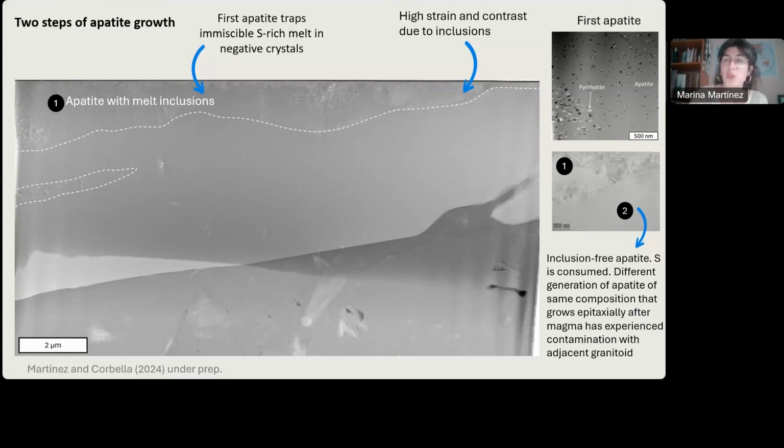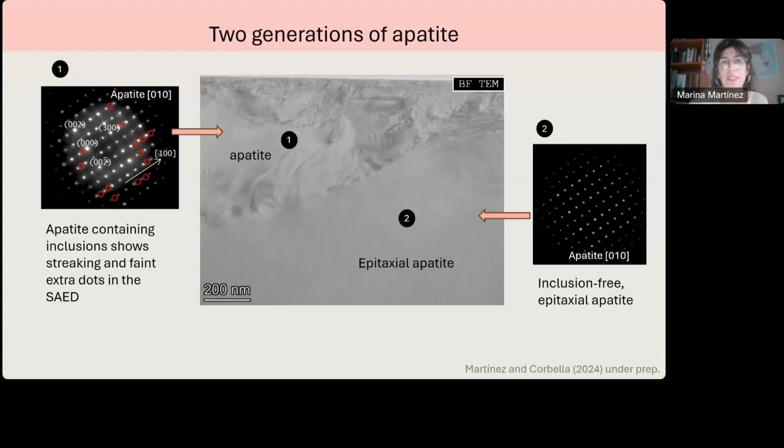But when the magma took again contamination from the adjacent granitoid, then new apatite epitaxially grew over this first apatite, and that's why we see this reaction front and the second apatite very clear without inclusions. Well, we think that's because of that.